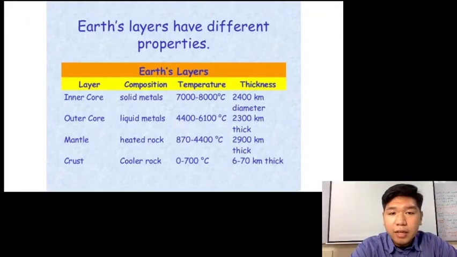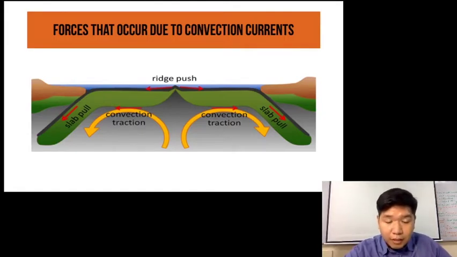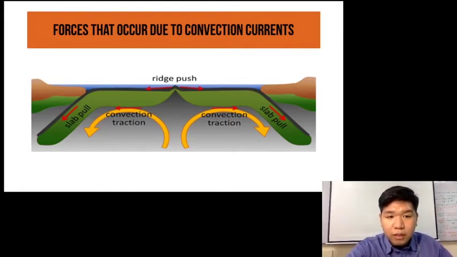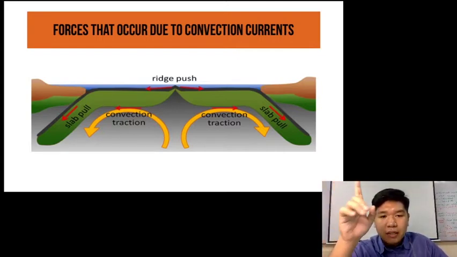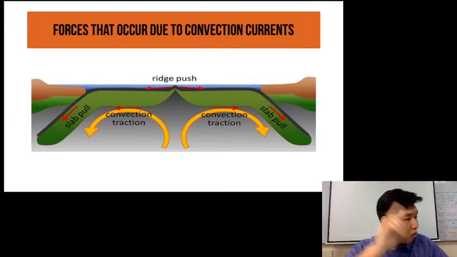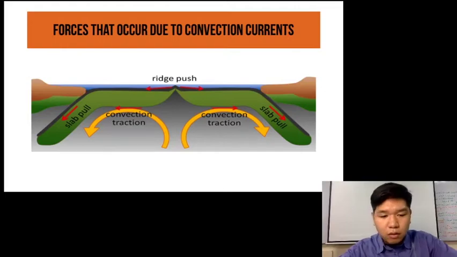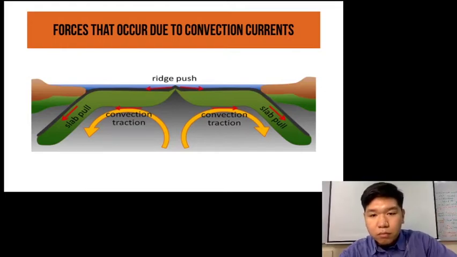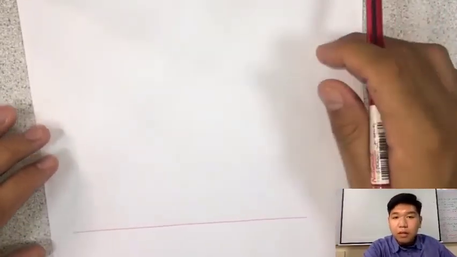It is also a good thing to take note that since there are forces due to the convection current, we can classify these forces into ridge push and slab pull. Okay, so let's look at how it would look like. Let's just quickly shift over to the phone. There. So again, there will be two forces, and that will be ridge push and slab pull. Okay, let's just quickly illustrate both of them.